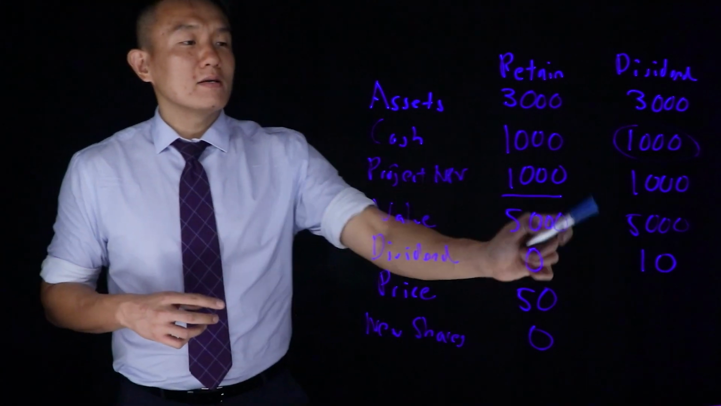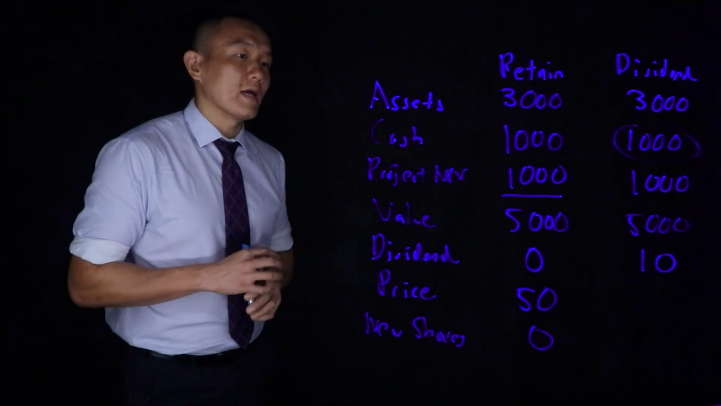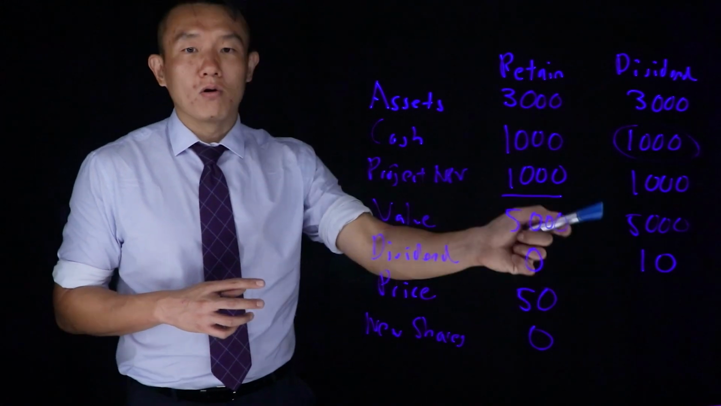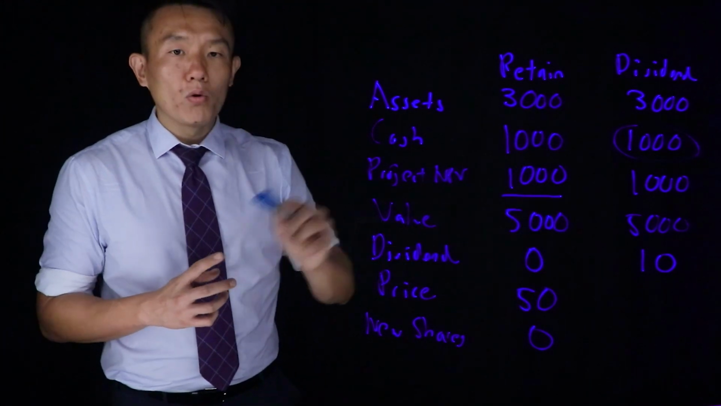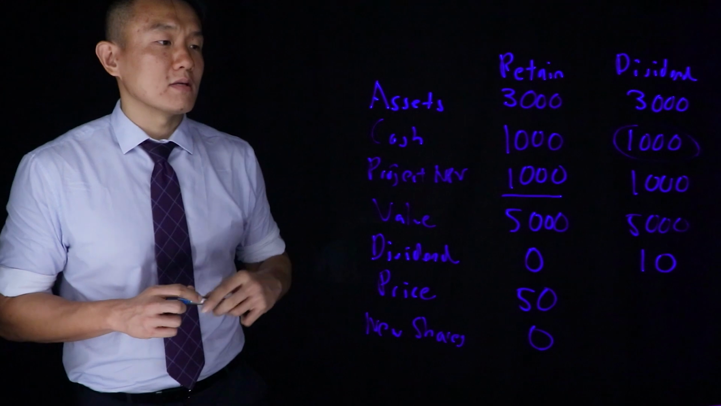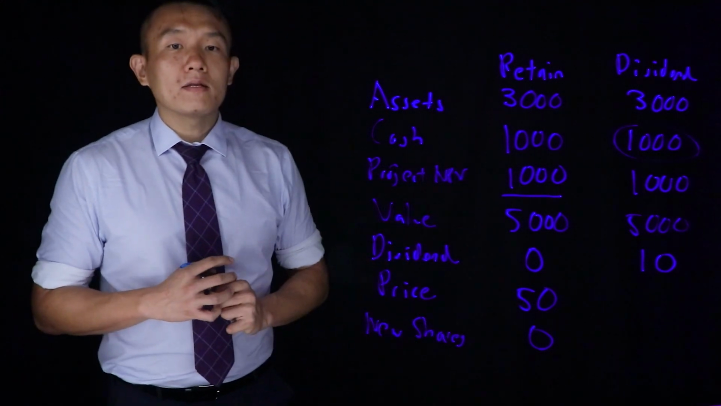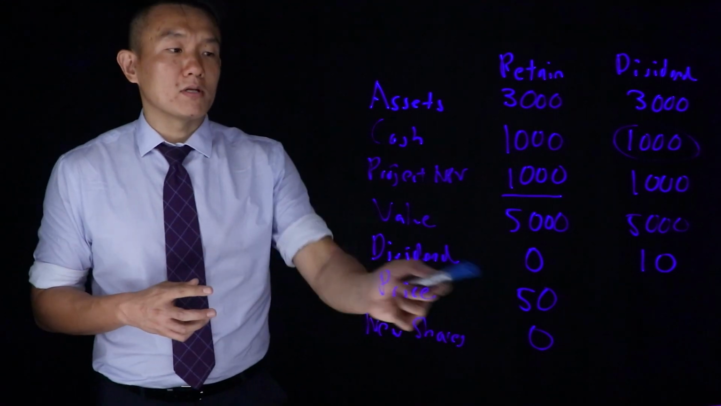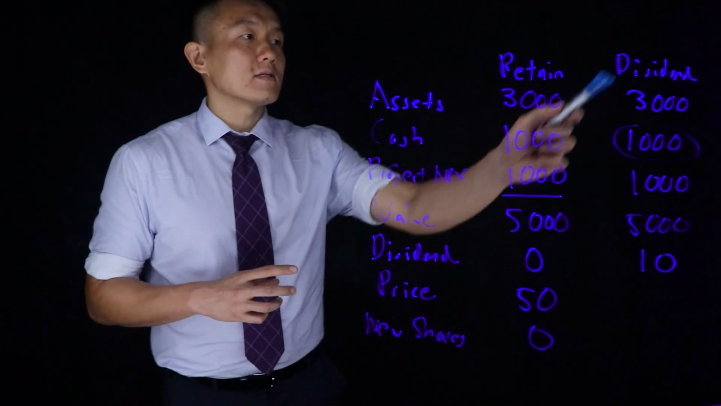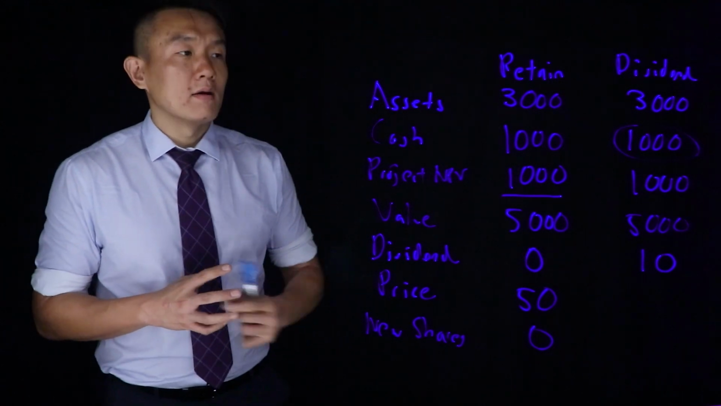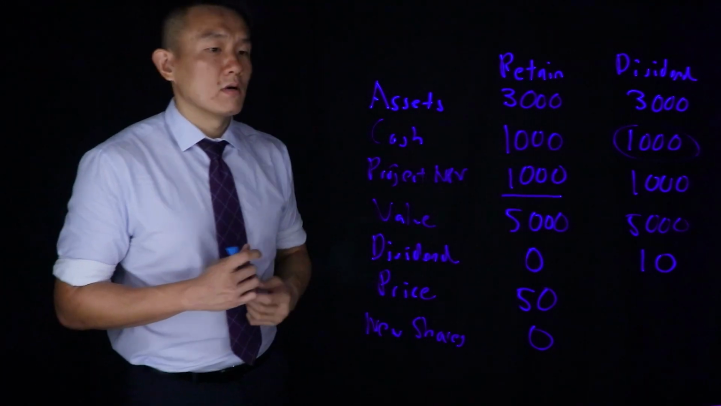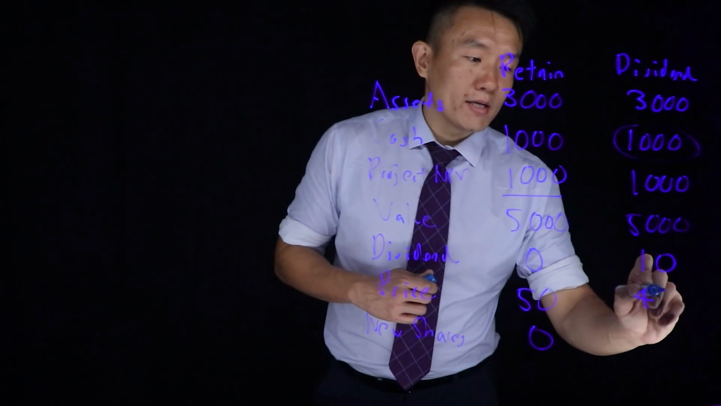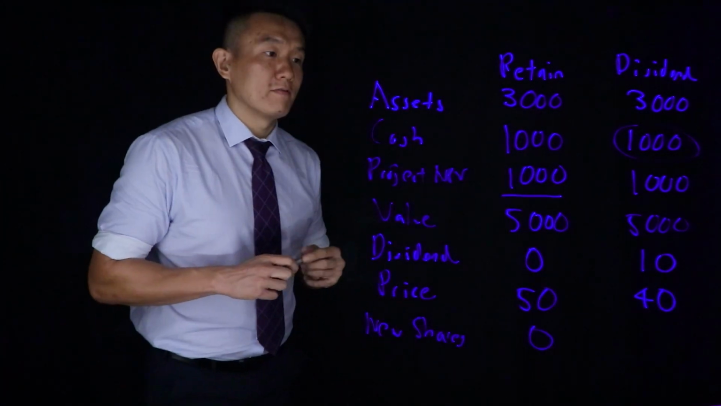Well, because the firm's value stays the same, whether it retains its earnings to pay for the project or pays out a dividend, the total payoff to shareholders must be the same. So in the state where the firm retains its earnings, the shareholders don't get a dividend, but their shares are worth 50. In the state where the shareholders are getting paid a dividend, they get a dividend of 10, which means that their shares are only going to be worth 40.